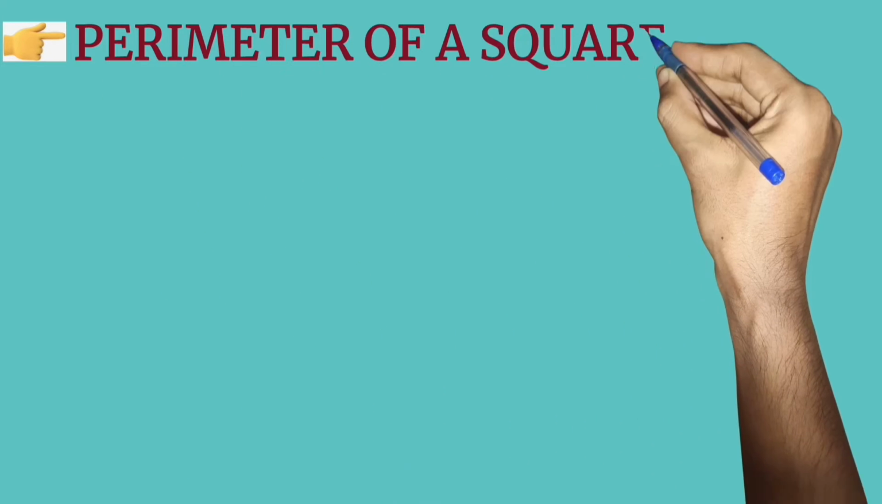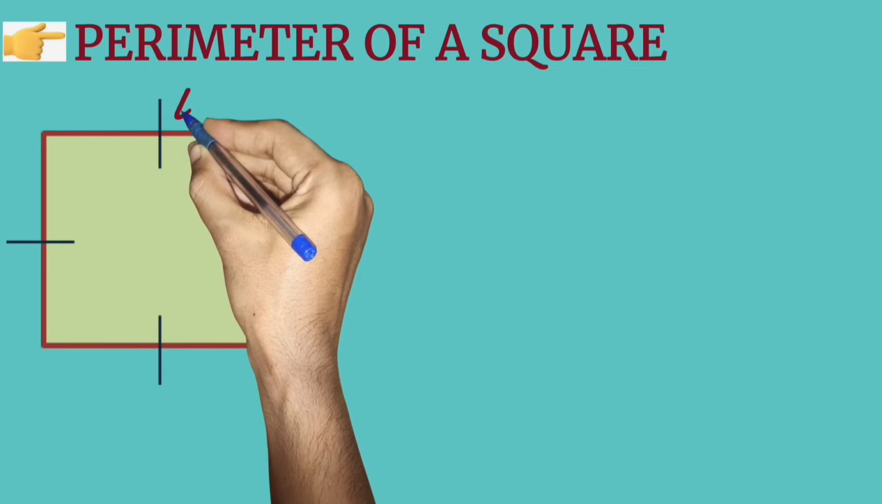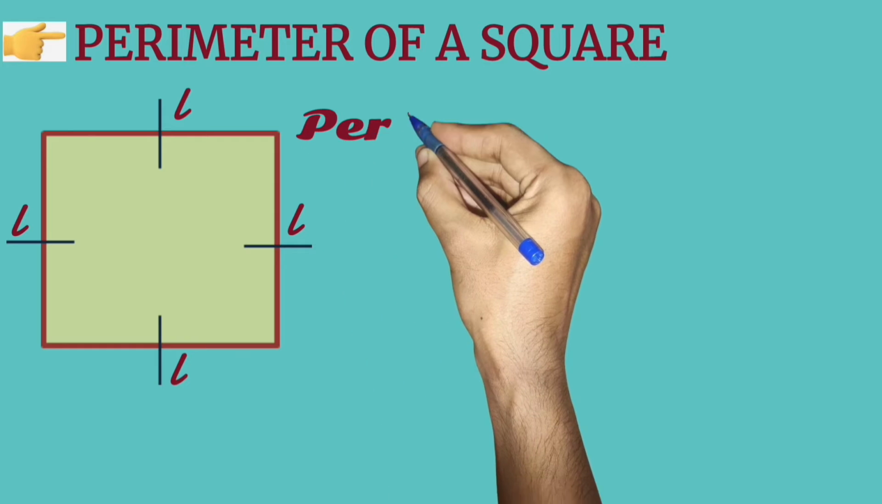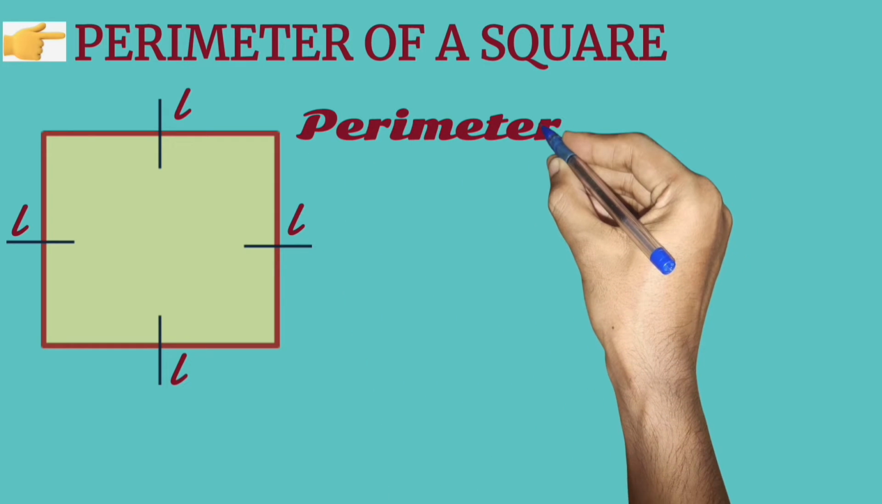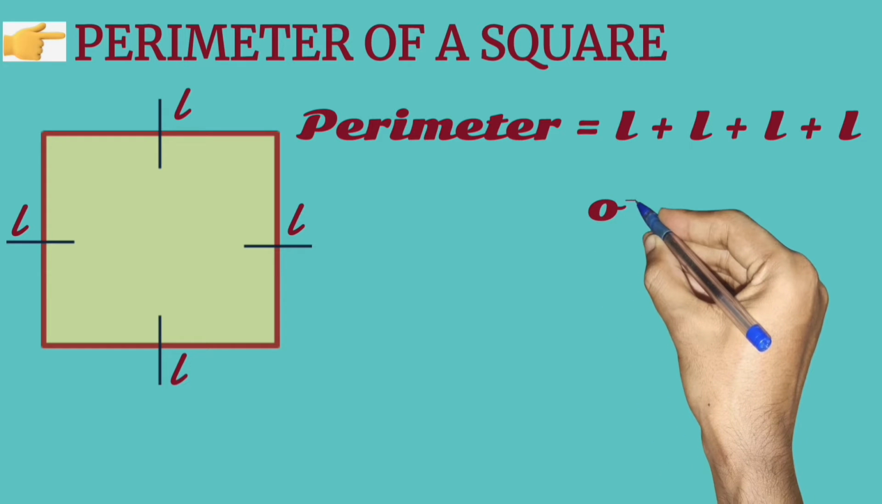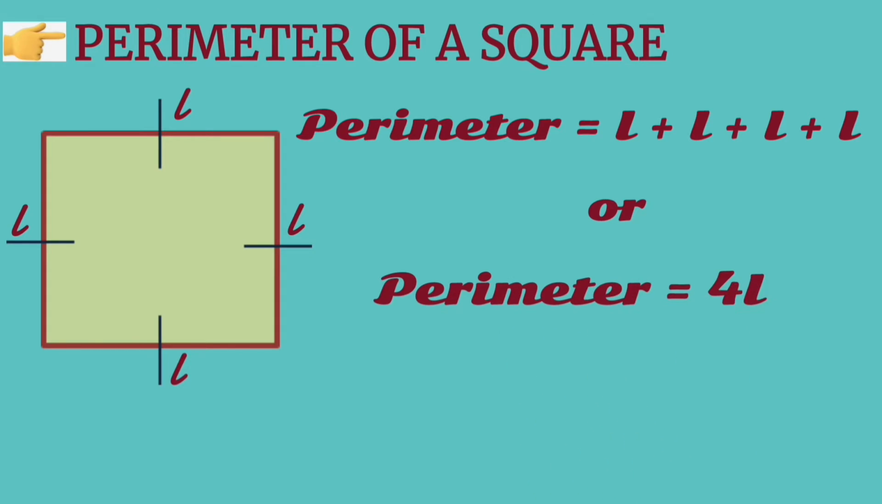A square has 4 equal sides. Each side can be labeled L, which stands for length. Hence, the formula for calculating the perimeter of a square is length plus length plus length plus length, or 4L.